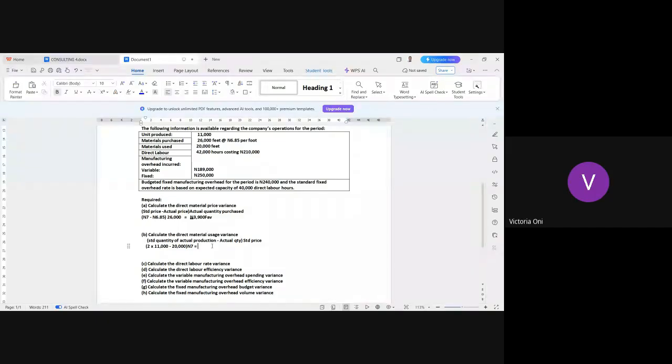14,000 favorable. Because when you multiply 2 by 11,000, your standard will be 22,000, minus your actual 20,000. It shows that your standard is greater than your actual. In relation to your standard price, you have 14,000 favorable. Is this clear, please? Yes, it is, sir.